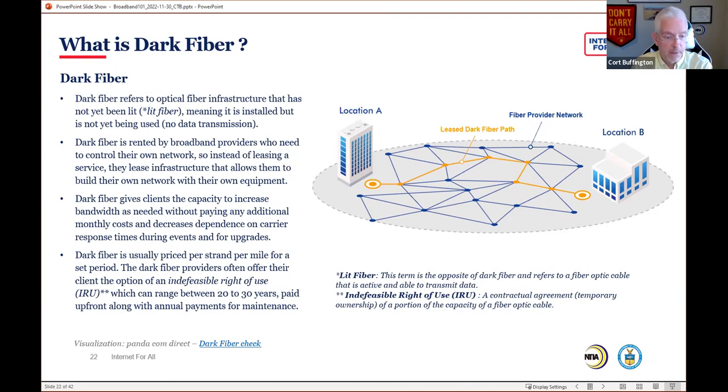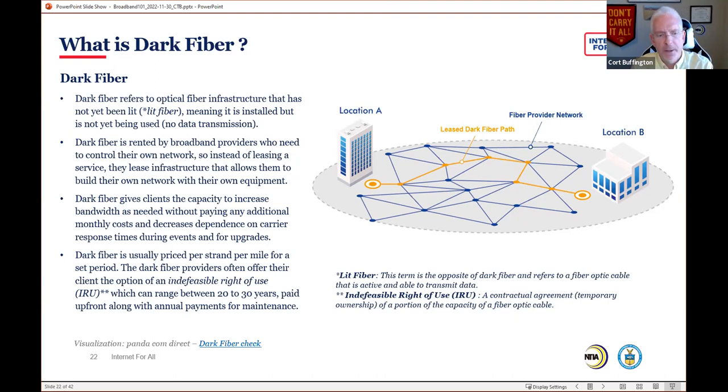Oftentimes it's stability. Fiber tends to be leased for a long term. So one entity goes out to another and will do, say, a 20-year fixed lease on that fiber. Now when the entity that has leased the fiber needs more speed, more connectivity, it's a matter of equipment they need to buy to put on the ends of the fiber to light it with more capacity. So it creates more stable and predictable expenses for the person leasing the fiber.